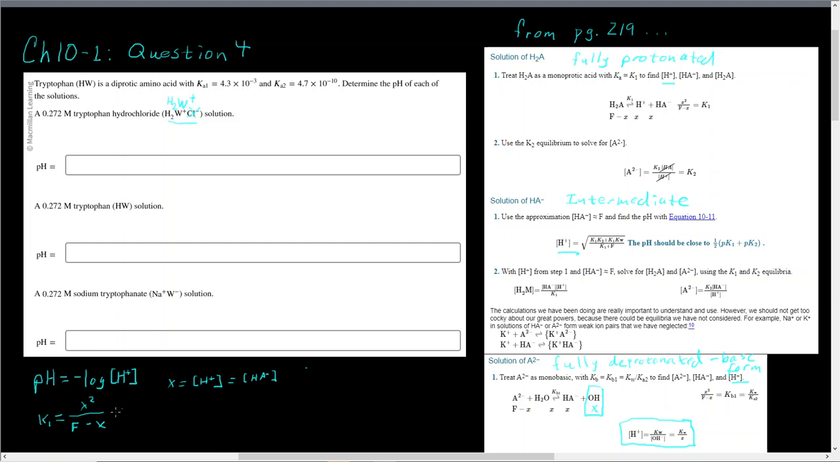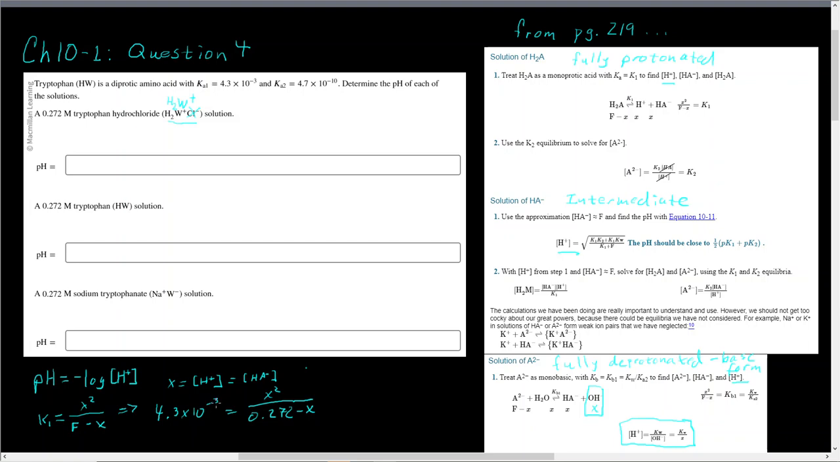We're going to plug in our numbers, so let's go ahead and do that. Ka1 is 4.3 times 10 to the negative third. That equals x squared over F, which is 0.272 minus X. That's all in the denominator there. And so we just want to solve this for X.